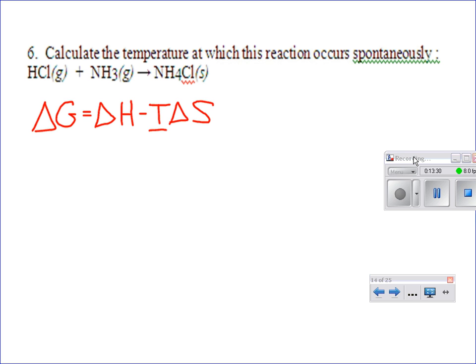When does spontaneity occur? When delta G is negative. So what's the point of delta G becoming negative? 0. So we're going to plug in a 0 for our delta G. And then what are we going to plug in for these? Use the table and solve for delta H and delta S from the table.